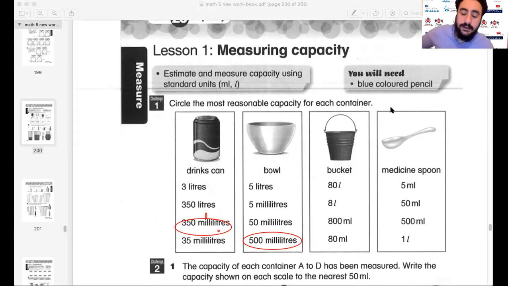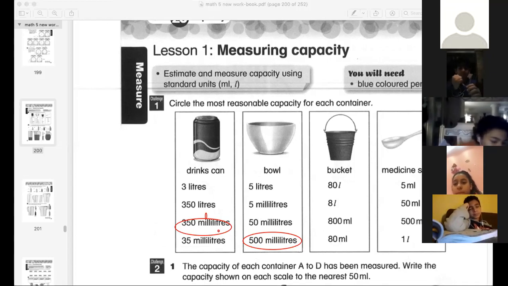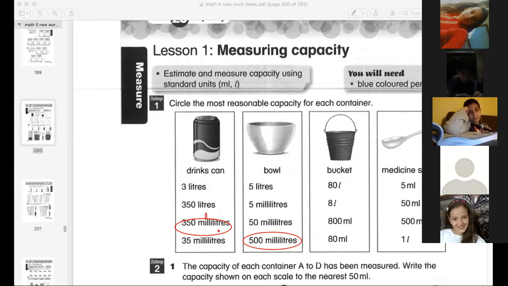What about the bucket here? 80 liter, 8 liter, 800 milliliter, 80 milliliter. Yassine, you can speak. I can't hear you, Yassine. Okay, you can talk. Okay, I think there's a problem here. So let me pick Lujain. Yassine Hisham, you're next, okay?